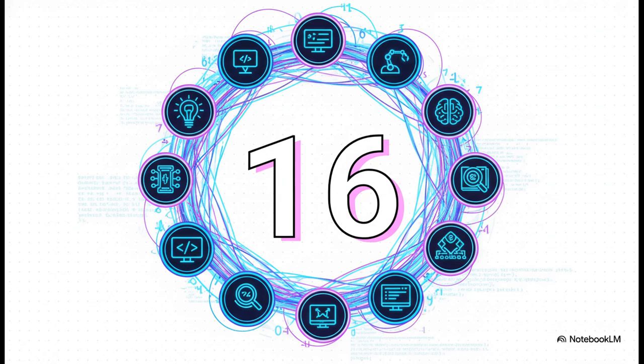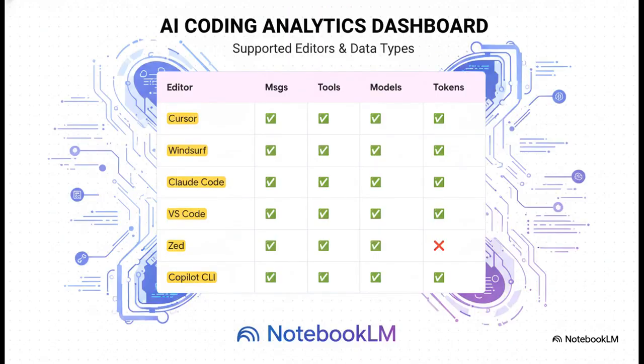And we're not just talking about support for a couple of the most popular tools. The scope here is, well, it's pretty impressive. Agentlytics can pull data from 16 different AI-powered editors. It brings all of them under one roof, and that wide-ranging compatibility is really what makes it such a powerhouse. Just to give you a feel for it, here's a look at some of the editors it supports. You've got the heavy hitters, of course, Cursor, VS Code, Z. And you can see in the table what kind of data it can pull from each one. Messages, tools used, models, and for most of them, even your token counts.